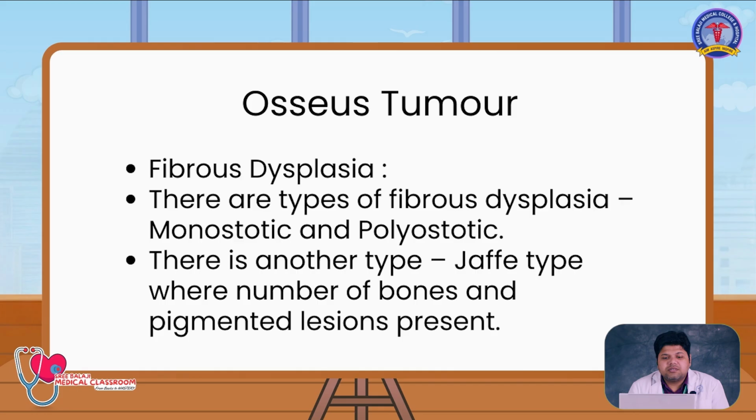Among osseous tumors, we have fibrous dysplasia. There are two types, monostotic and polyostotic. Jaffe's type is also there, which is fibrous dysplasia involving various numbers of bones along with pigmented lesions of the skin. Those lesions are called café au lait spots. And Albright syndrome is a kind of polyostotic fibrous dysplasia, seen with precocious puberty, skin lesions, and endocrinopathies.